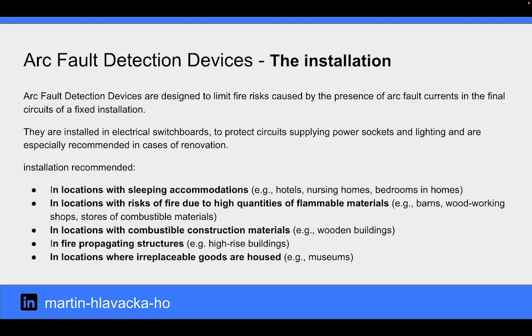Arc fault detection devices are designed to limit fire risks caused by the presence of arc fault currents in the final circuits of a fixed installation. They are installed in electrical switchboards to protect circuits supplying power sockets and lighting, and are especially recommended in cases of renovation. Since 2014, International Standard IEC 60364 has made the following recommendations surrounding the installation and application environments of AFDDs in residential and commercial buildings.